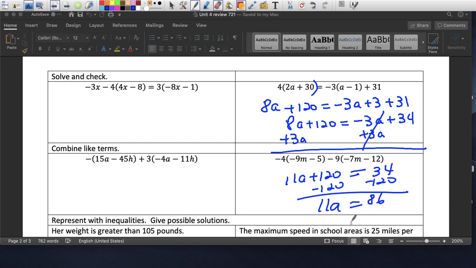Did I do something wrong? Oh, this could be a fractional value. So a equals 86 over 11. Did I do something wrong? Let me just double check. 8a plus 4 times 30 is 120. Negative 3a plus 3 plus 31 is 34. I don't mind the fraction, but I just want to make sure. The point would be to check. 11a plus 120, 34, 86.